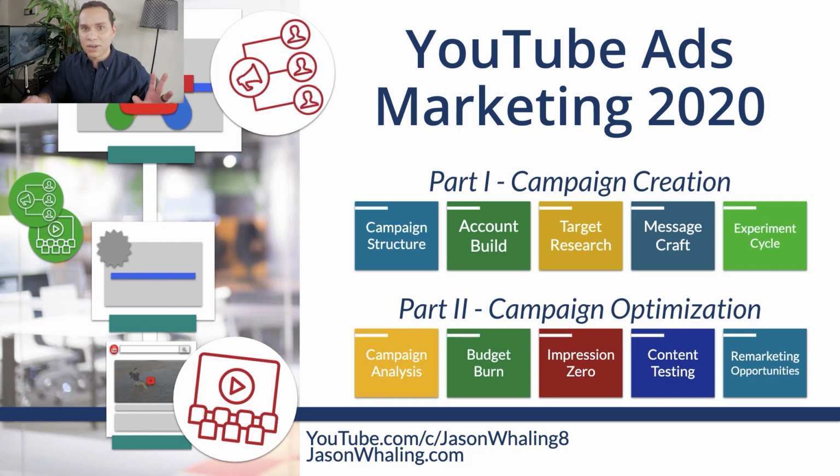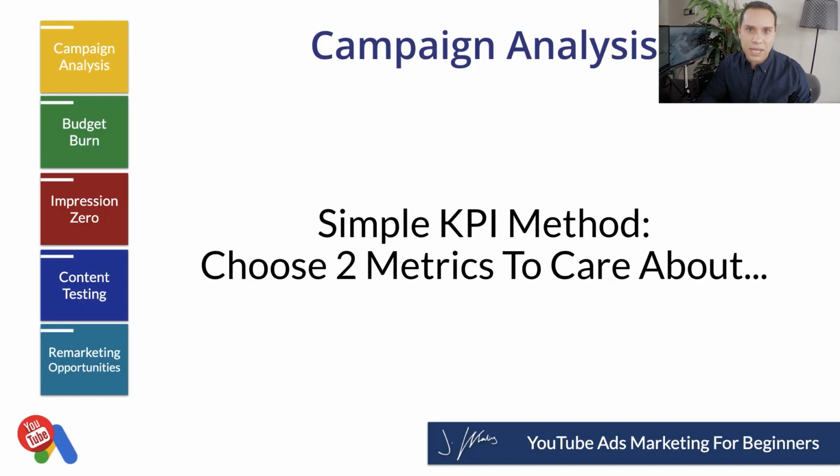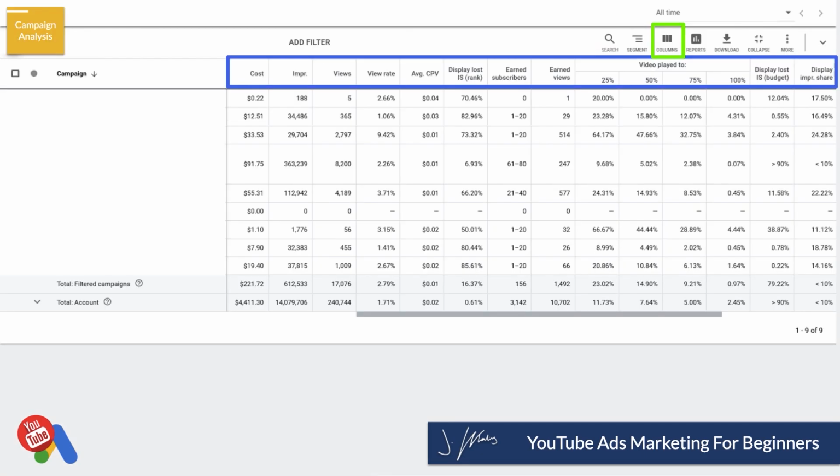There's a lot of data in here, but we're going to use the 2 KPI method. Now, if you don't want to use these 2 key performance indicators, that's what KPI stands for, then you can go ahead and choose your own KPIs or your own metrics. But what I highly recommend is choosing 2 that are important to you, because that's really going to simplify your analysis process, because it's very easy to get analysis paralysis when you're looking at all of these different columns.